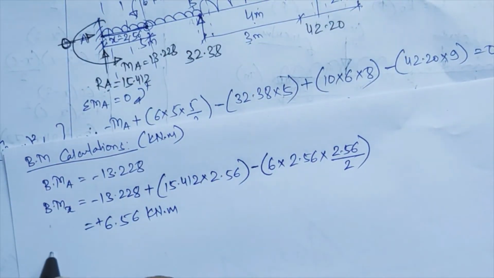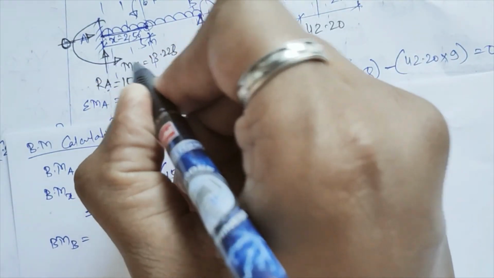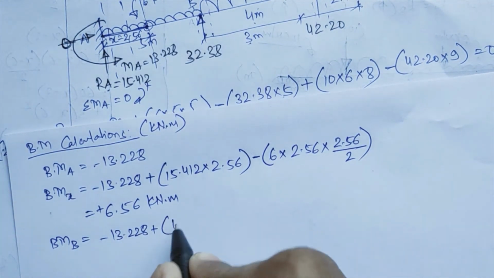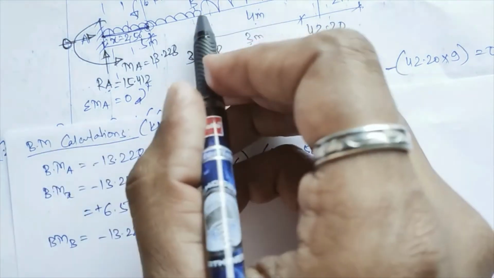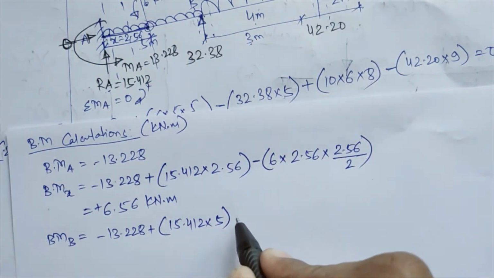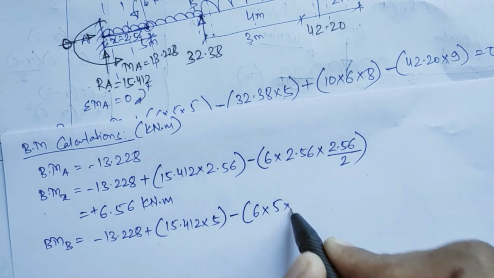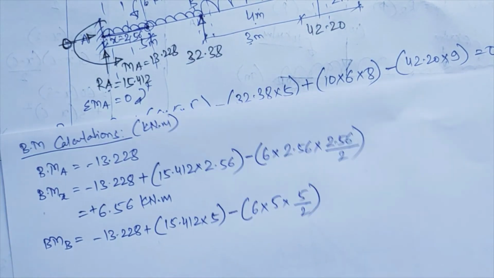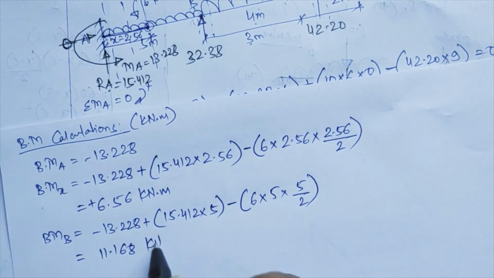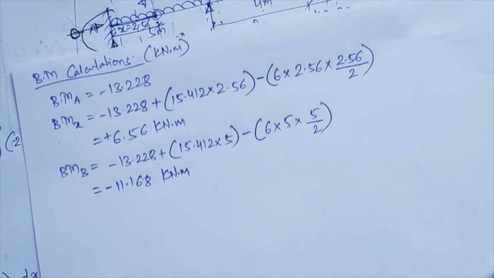Next I'll calculate the bending moment at point B. So at point B, first the hogging moment, minus 13.228, plus the moment of RA, 15.412 into its length up to B, which is complete 5, minus the moment of this UDL, that will be 6 into the acting length 5, into where it will act, at the half of this 5, so 5 by 2. So the moment at B I am getting as 11.168 kilonewton meter, and that I am getting as negative here, that is a hogging one.